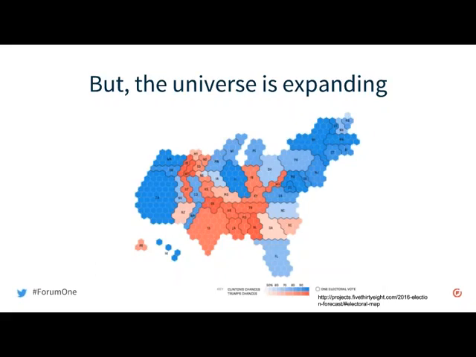Indeed. Now, finally, of course, the universe is expanding. The data viz world is very hot right now. There's a lot of ideas out there, and new, creative forms of visualization are popping up all the time. Like this one from 538, which, if you can't tell, has the U.S. done up in hexagons, each state sized proportionally to its number of electoral college votes.